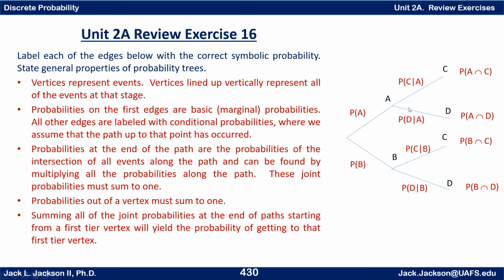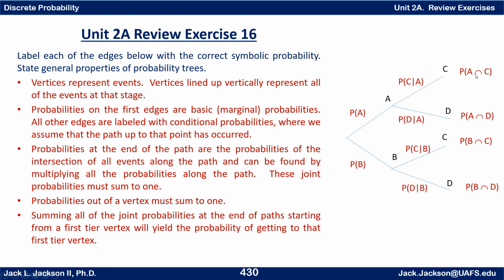Probabilities out of any one vertex must sum to 1. So here, these two, probability of A and probability of B, must add up to 1. These two coming out of A must add up to 1 as well. Probability of C given A and probability of D given A add up to 1. If there are 3 or 4 out of here, they would all add up to 1.